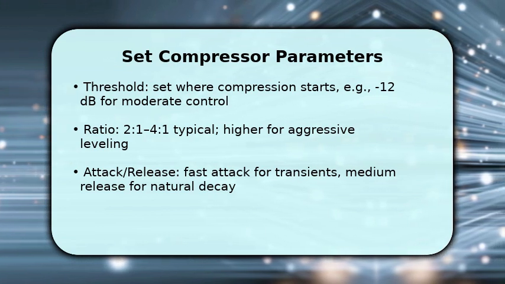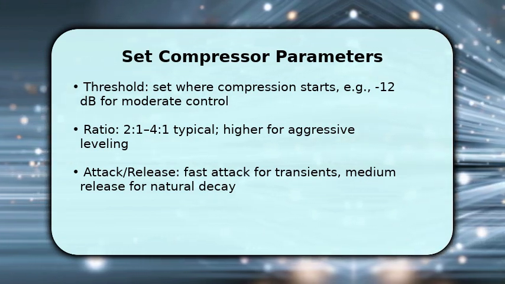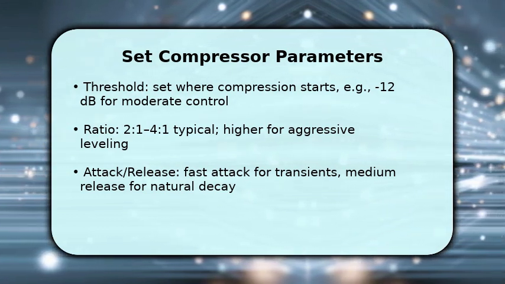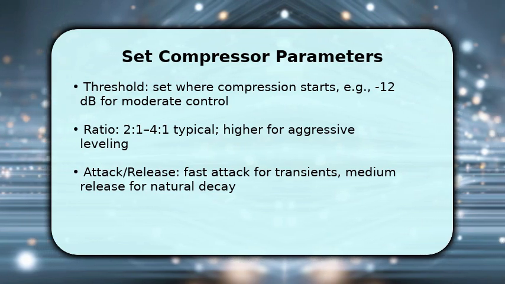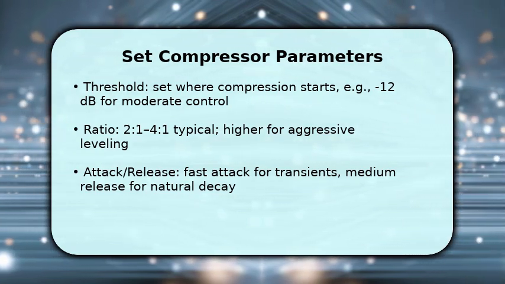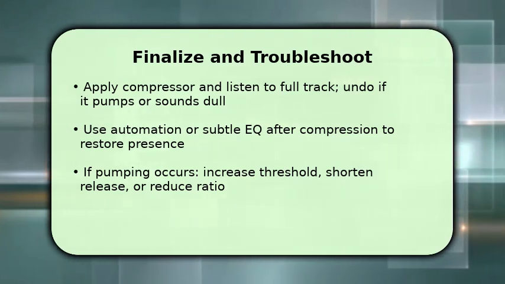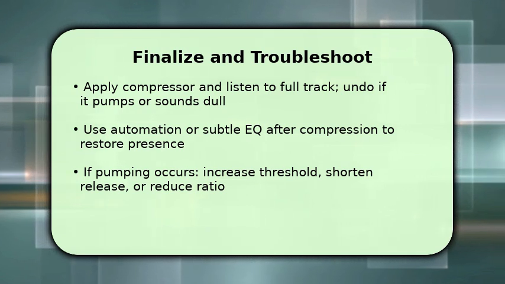Pick a fast attack to catch transients and a medium release so the track breathes naturally. Use makeup gain to restore level, and A/B compare against the duplicate to confirm improvement. Finally, apply the compressor and listen through the entire piece, focusing on transitions and vocal clarity.